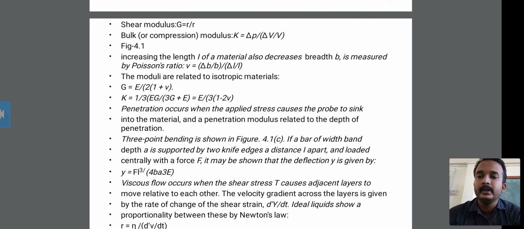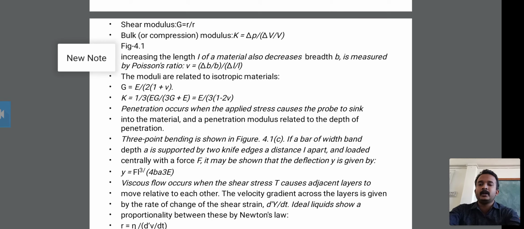MCQ. Okay, the moduli are related to isotropic material. Therefore G is equal to E into bracket 2 into bracket 1 plus v. Okay, this is the formula for the isotropic material such as the G. Then the K is equal to 1 upon 3 into 3E upon 3G plus E is equal to E upon 3 into bracket 1 plus 2v.